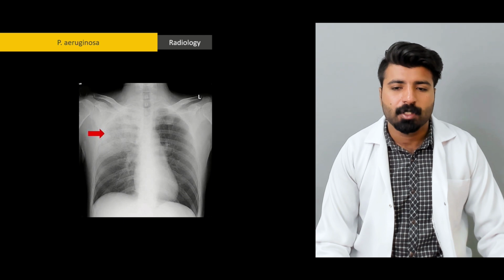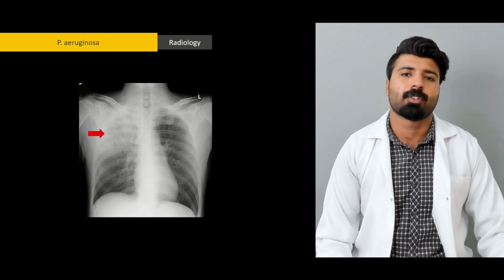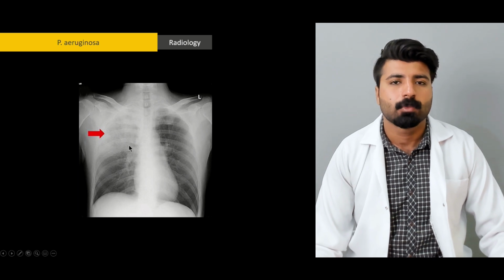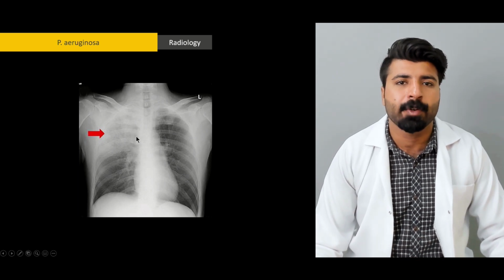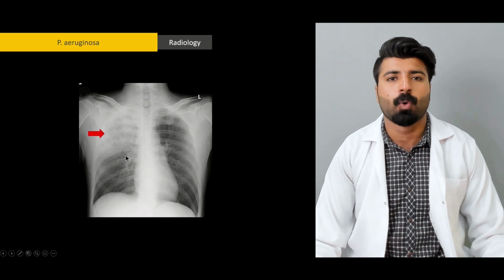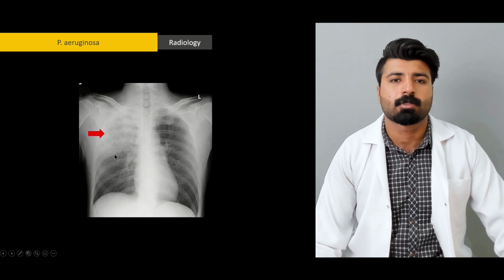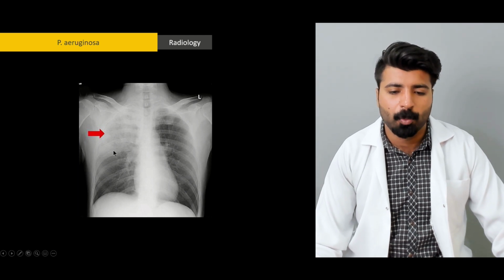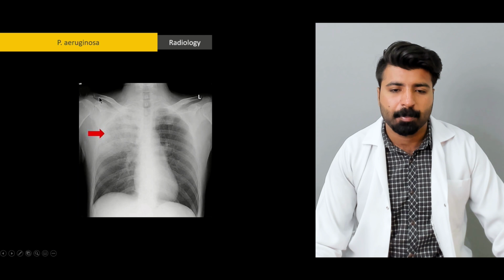What will happen to the radiological finding of P. aeruginosa? It will always take the upper lobe. Not always, but most probably it's going to get to the upper lobe. It can affect a whole lobe, or it can affect just a patchy area. But in this slide, as you can see, there's a whole lobe affected. This is a P. aeruginosa pneumonia, pneumonia caused by P. aeruginosa.